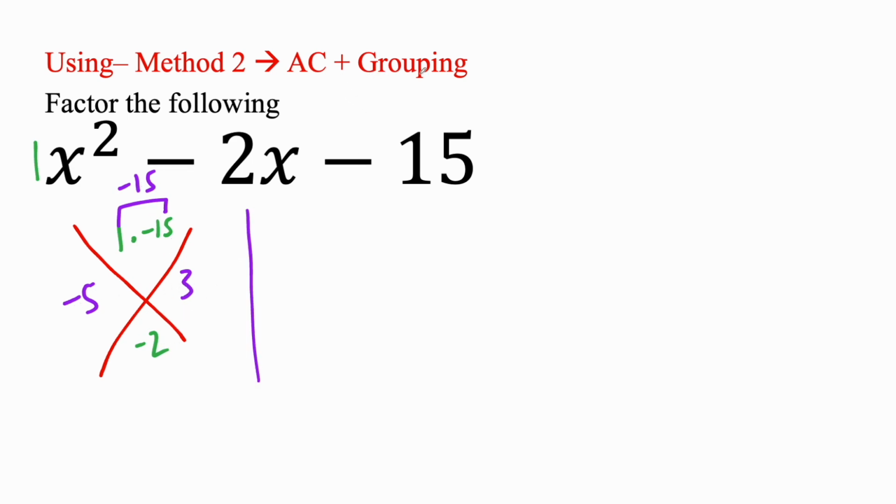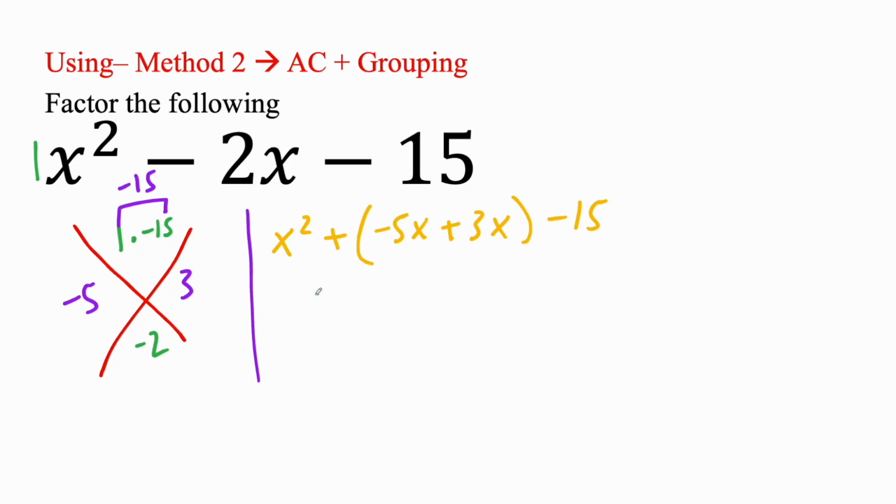Next, we're going to see this whole grouping step. So I'm going to copy x squared. Then I'm going to put a plus. From here, I'm putting a parentheses, and I'm going to put negative 5x plus 3x. Close it, and then I'm going to put my negative 15. See, the only thing we actually changed was this negative 2x. We changed it to negative 5x plus 3x, which is equivalent.